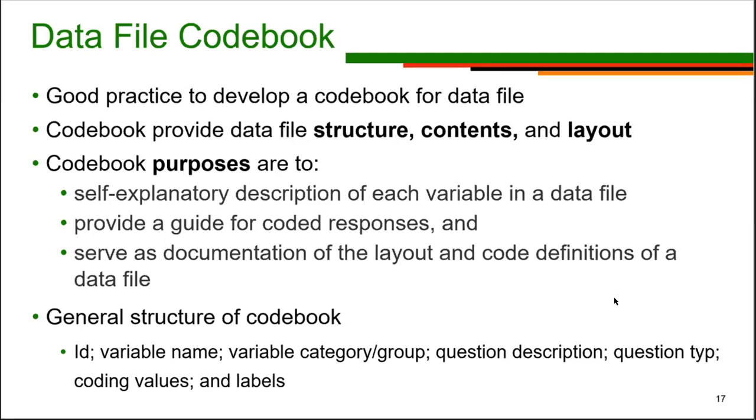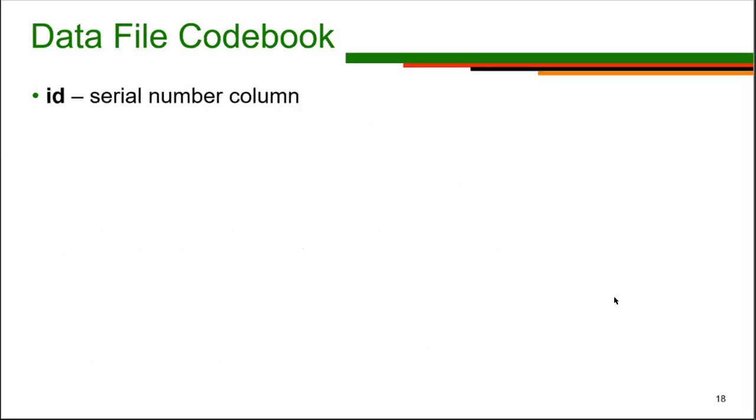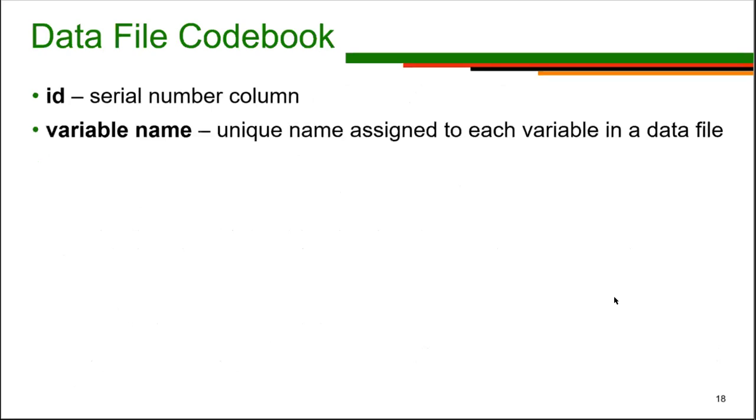So it includes an ID column, a variable name column, a variable category or group column. It will include a question description, a question type, coding values, and labels. And we'll just briefly go through this just to explain the point they are. So the first column, which is the ID column, is simply a serial number column for the variables that you have. So what is the first variable, second variable, and so on and so forth.